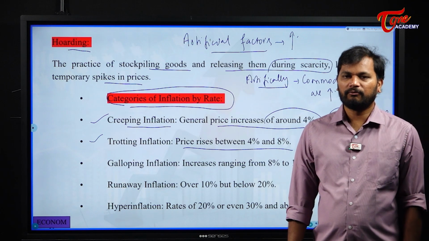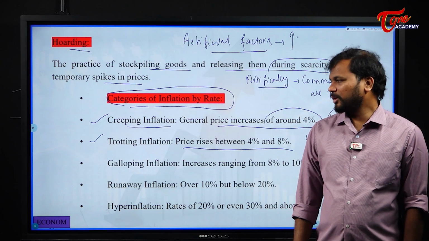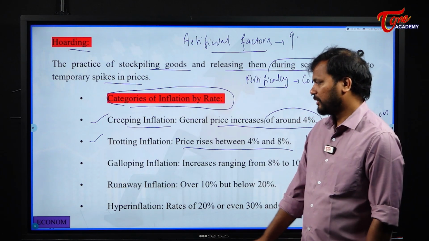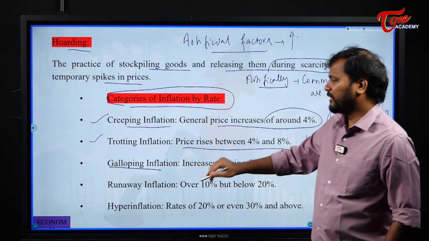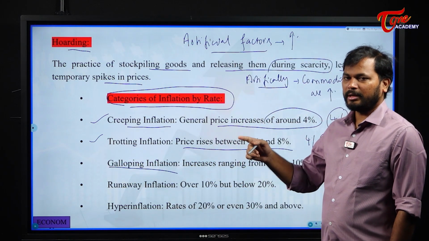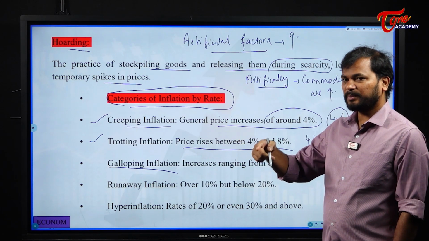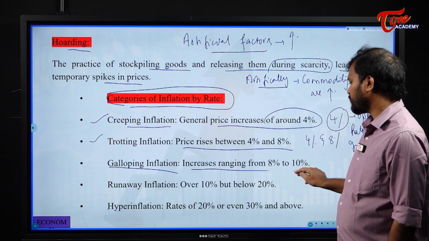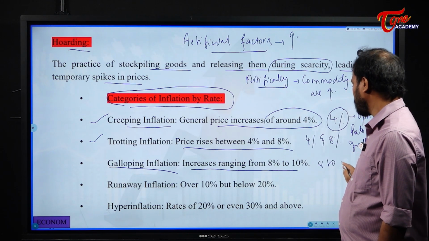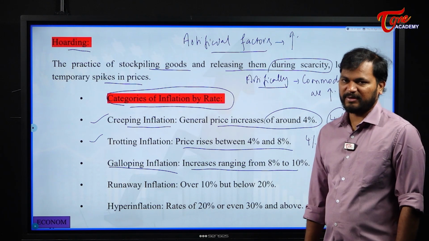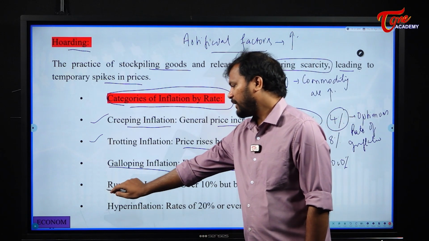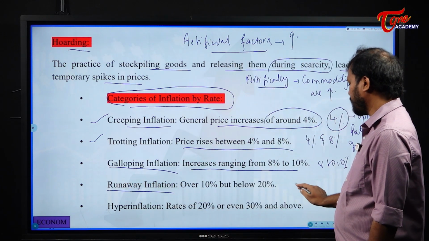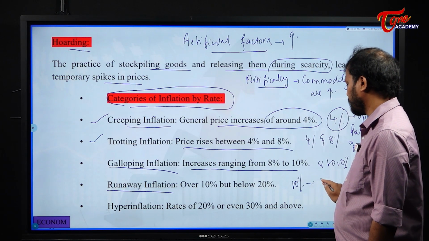Price rise between 4% and 8% is what is called trotting inflation, the next level of inflation. Next, galloping inflation. If the trotting inflation persists for some time, then it ranges from 8 to 10%, which is called galloping inflation. Next, runaway inflation. This inflation is over 10% to 20%.